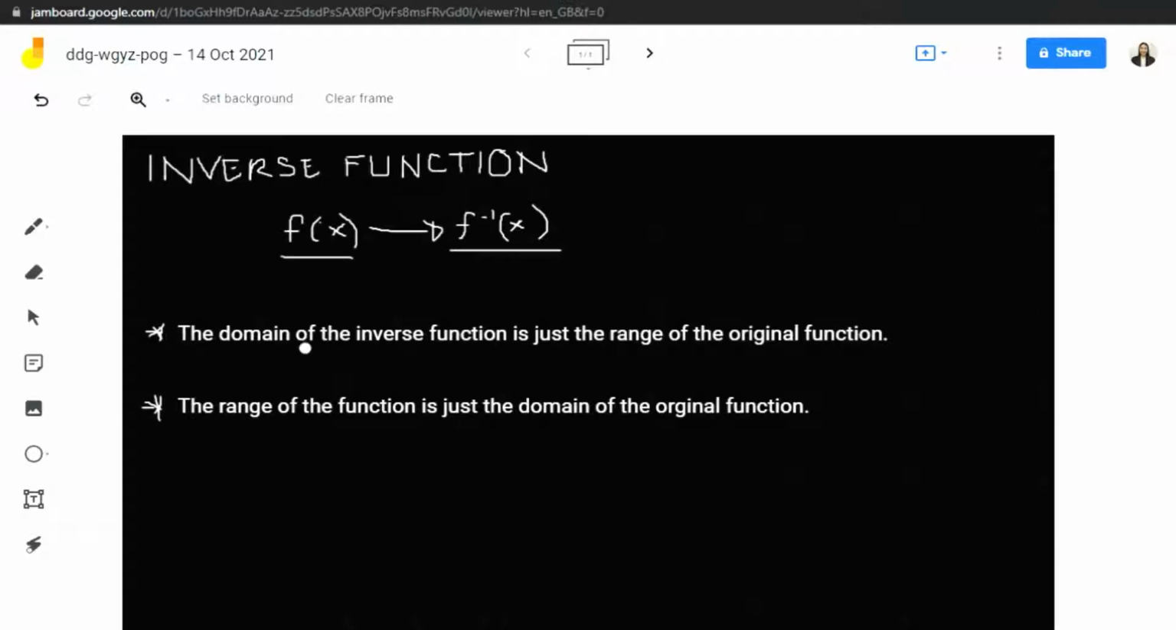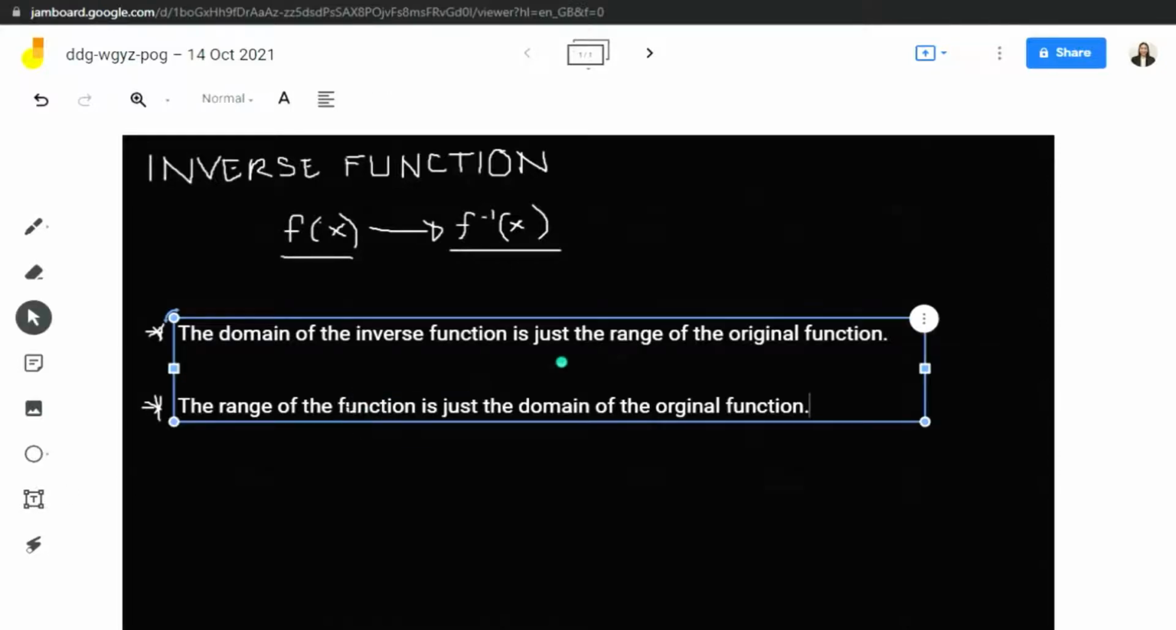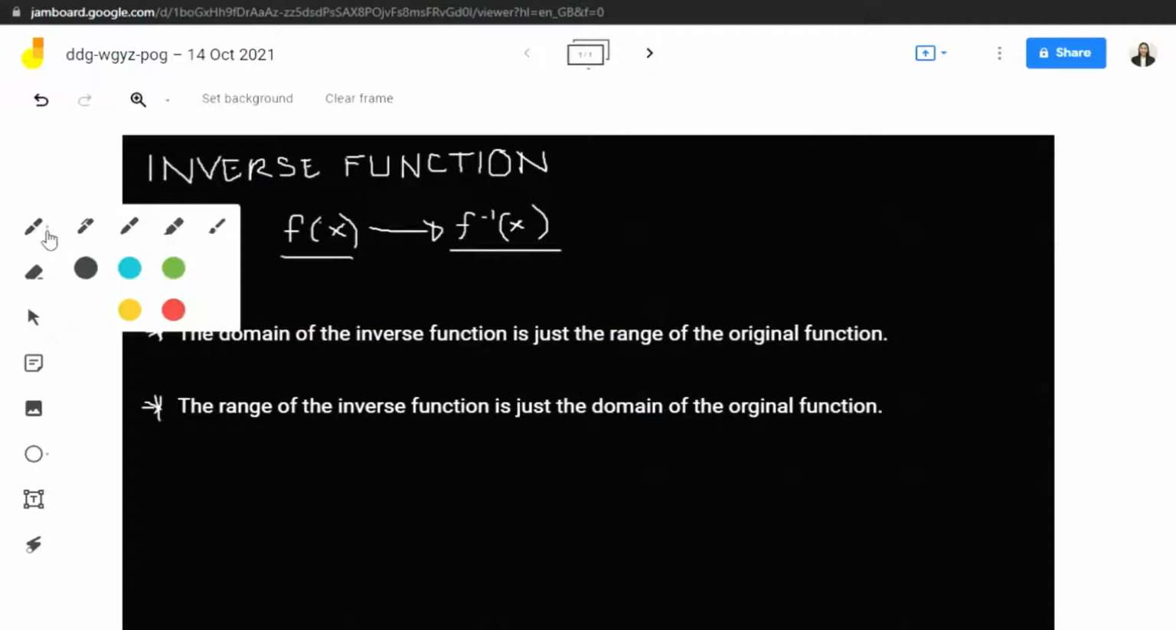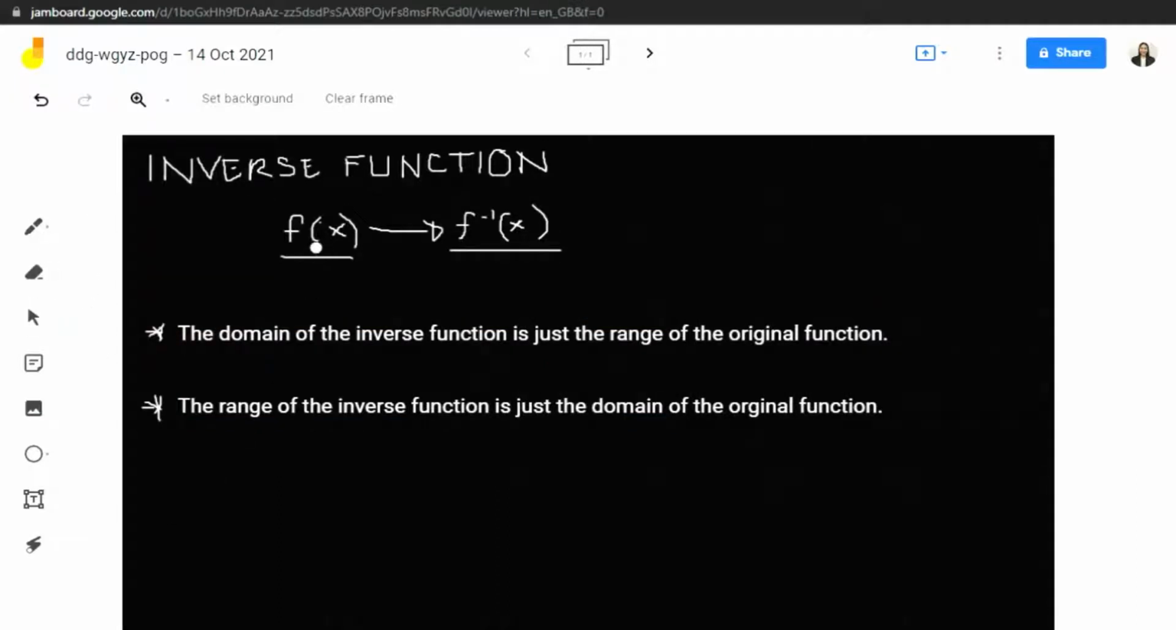The first, the domain of the inverse function is just the range of the original function, and the range of the inverse function is just the domain of the original function. So in the original function, we have x as our domain and y as our range. When it comes to the inverse function, we will be interchanging the x and y variables. So from x, y, this will become y, x.